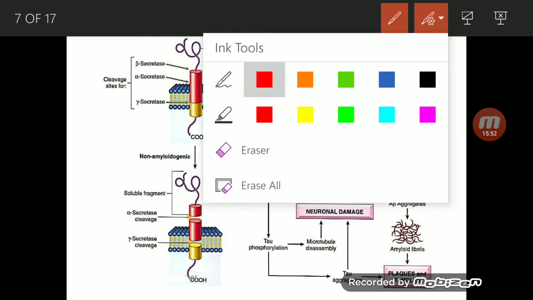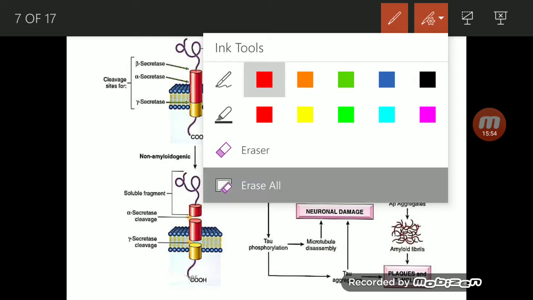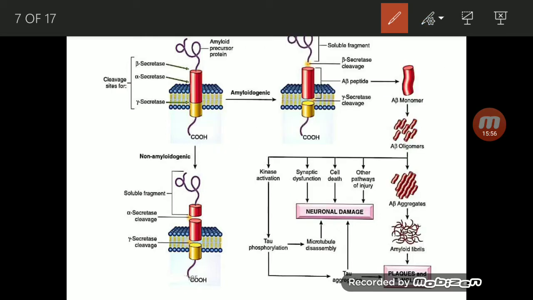So accumulation of more amyloid beta monomers causes them to aggregate. They aggregate and form your amyloid beta oligomers. These amyloid beta oligomers then go on to form your amyloid beta plaques. Okay, your extracellular deposition occurs.